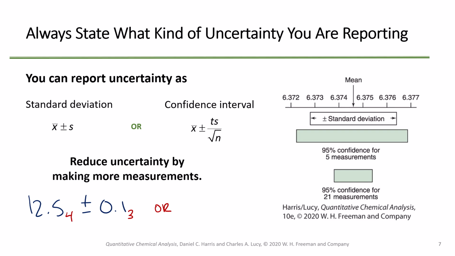So 12.54 minus 0.13, and that is 12.41. I'll do that last digit down again. And then 12.54 plus 0.13. So you can write these in two different ways. You'll be correct either one.